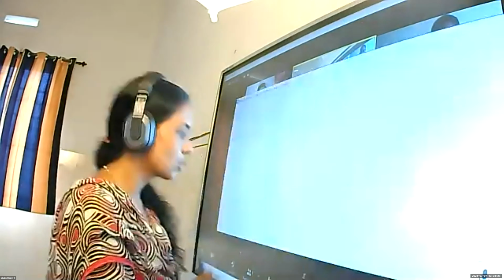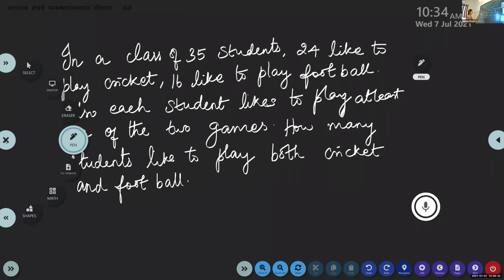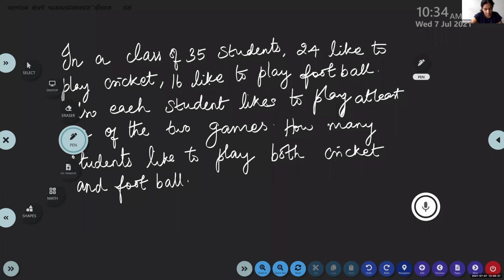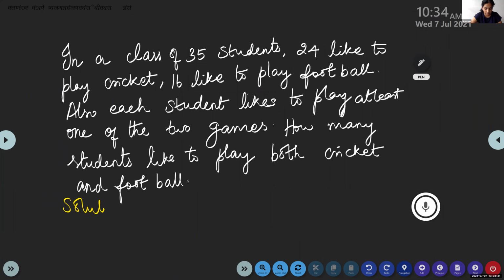Now read the question, Roseanne. In a class of 35 students, 24 like to play cricket, 16 like to play football. Also, each student likes to play at least one of the games. How many students like to play both cricket and football? Okay, so let us represent. Let C represent cricket and F denote football.